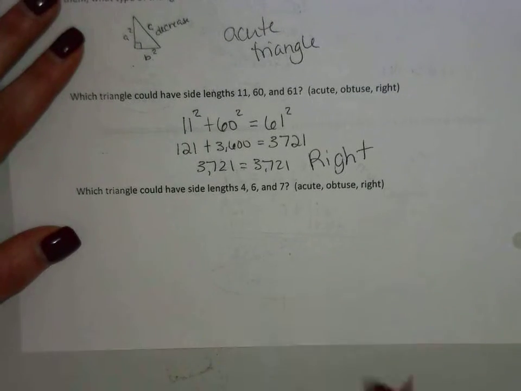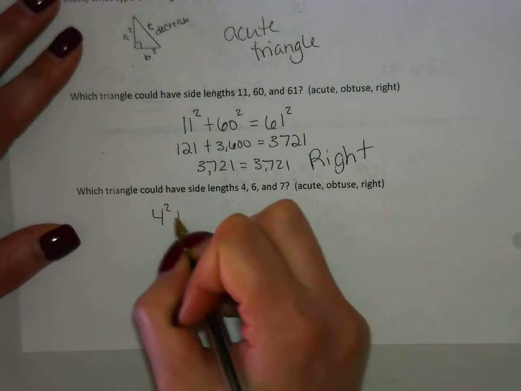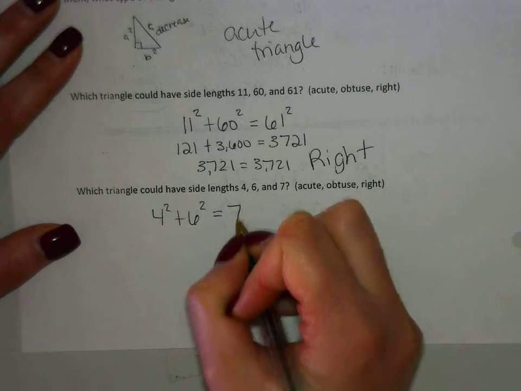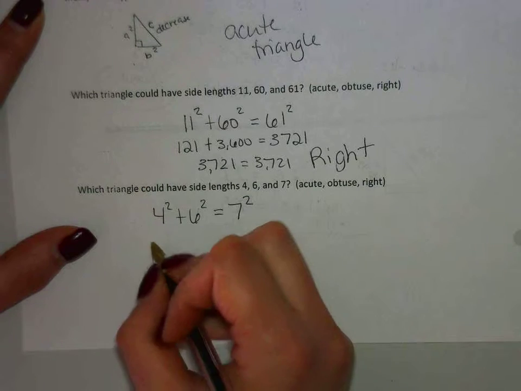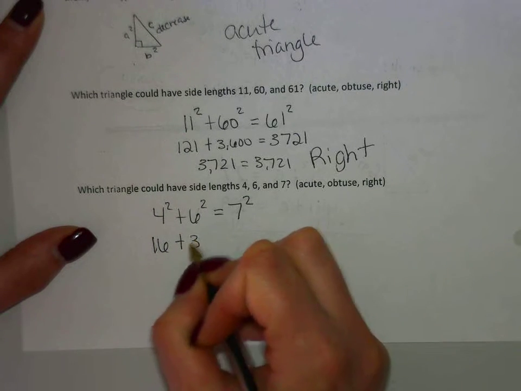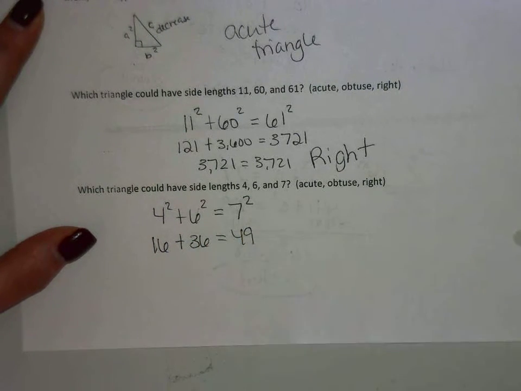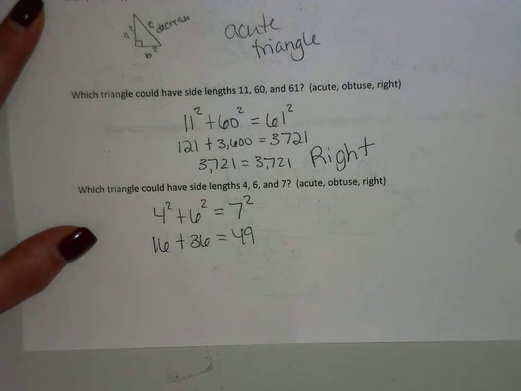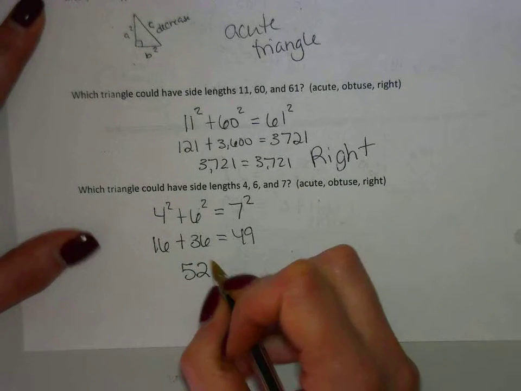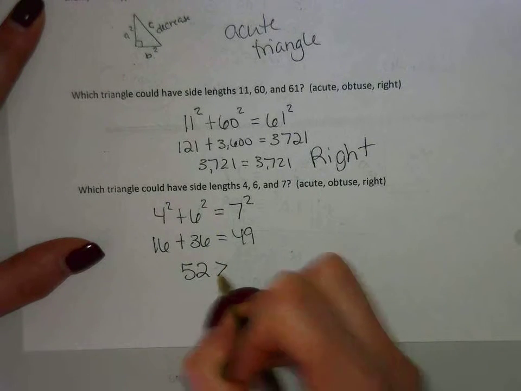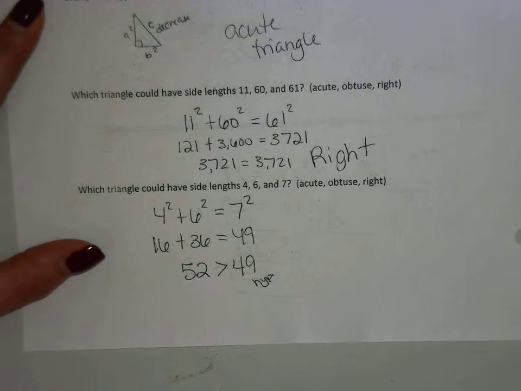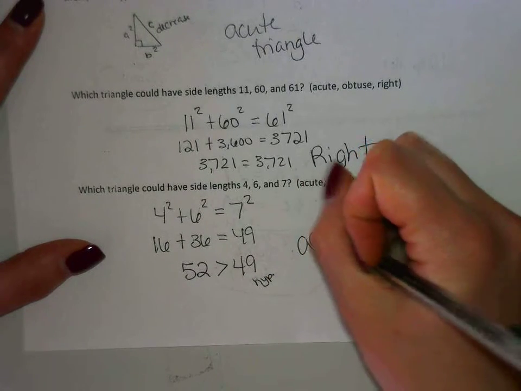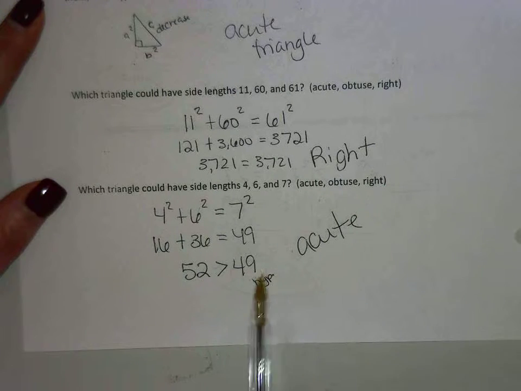So let's look at this next one. Take 4 squared, add it to 6 squared, and see if it's equal to 7 squared or if it's greater than or less than. 4 squared is 16, 6 squared is 36, 7 squared is 49. Our next step: what's 16 plus 36? 52, and we know 52 is greater than 49. Since this is the hypotenuse, and 49 is less than 52, this is going to be an acute triangle, because the hypotenuse squared is less than the two shorter sides squared added together.